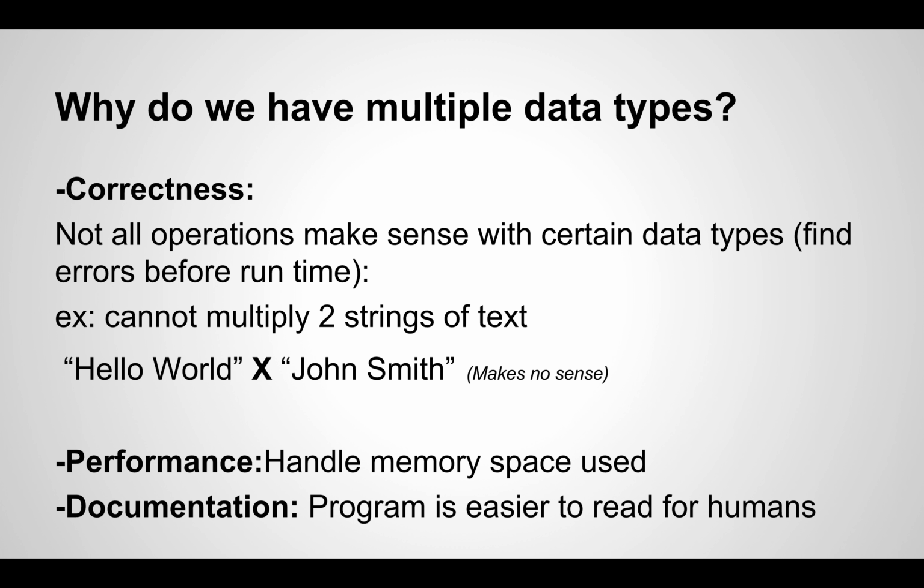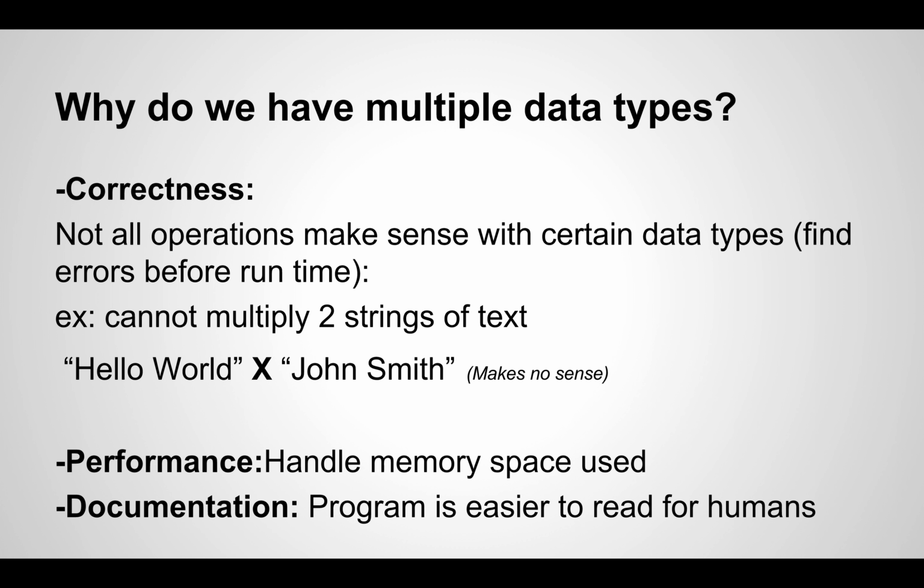By correctness, we mean that not all operations make sense with certain data types, and that helps the program find errors before you run it, so it will avoid your program crashing. Let's say in this example, you cannot multiply two strings of text. It makes no sense if you take the text hello world and multiply it by the text John Smith. You cannot multiply two texts. What exactly are you trying to do with that? JavaScript would let you do that, and obviously the program would give you an undefined value, or the result would not be what you expect it to be. So that's the first reason.